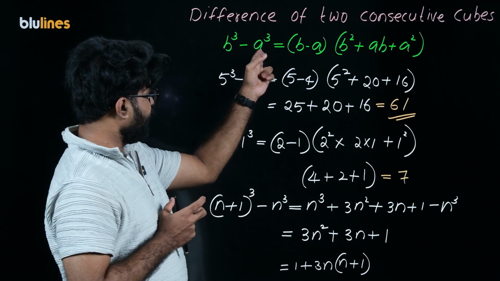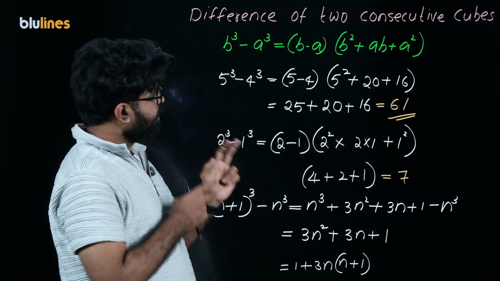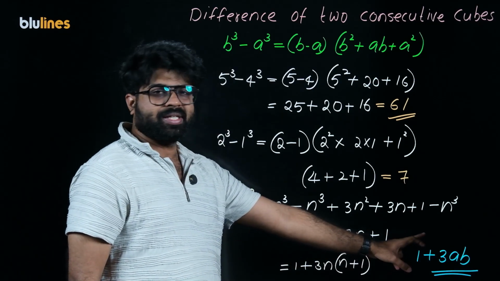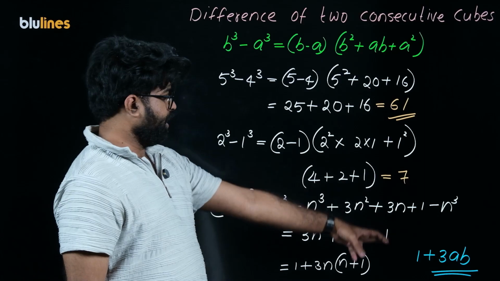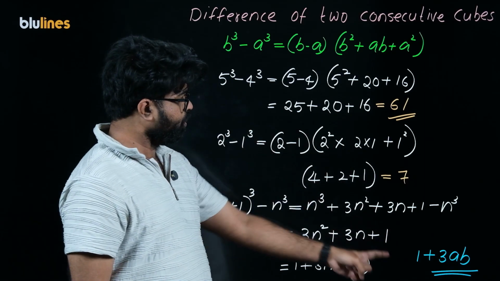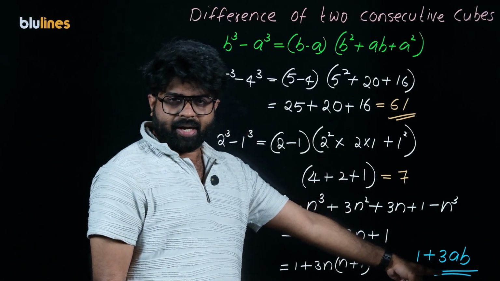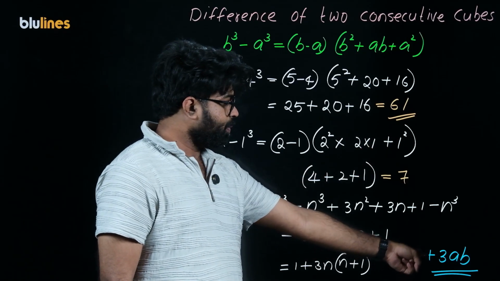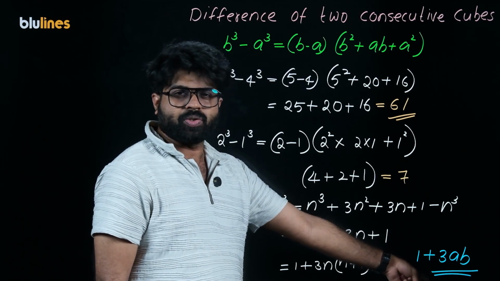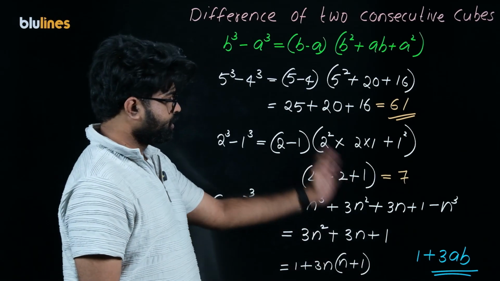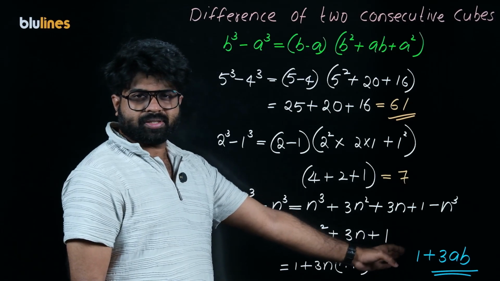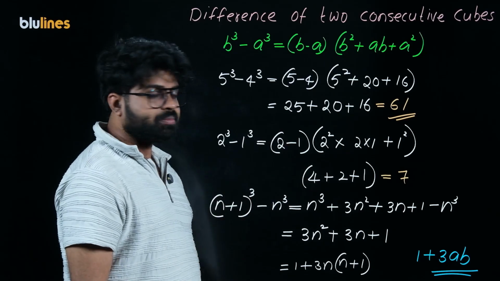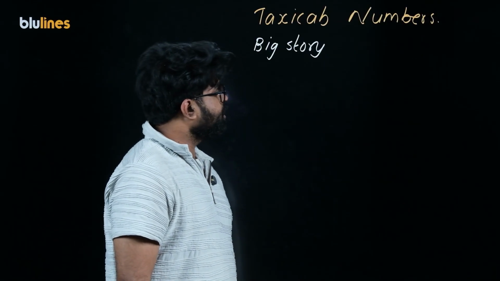Assuming our n to be a and n plus 1 to be b, then the difference of two consecutive cubes will always be equal to 1 plus 3ab. You can verify: if we go for 5 and 4, we have 1 plus 3 multiplied with 5 multiplied with 4, which is equal to 61. Similarly, for 2 and 1, we have 1 plus 3 multiplied with 2 multiplied with 1, which is equal to 7. So the theorem is that the difference of two consecutive cubes will always be equal to 1 plus 3ab, and here comes the result.